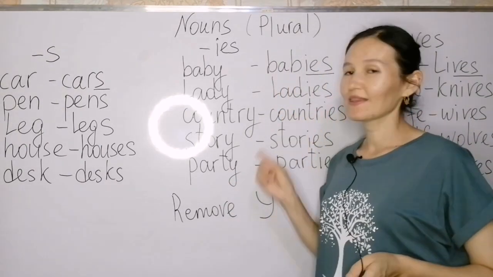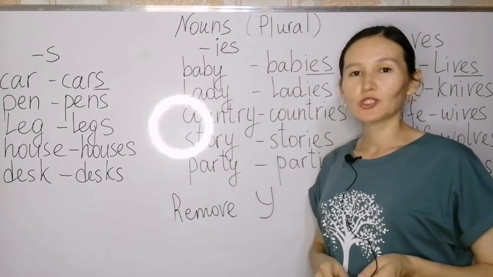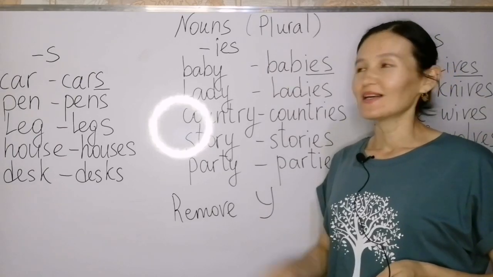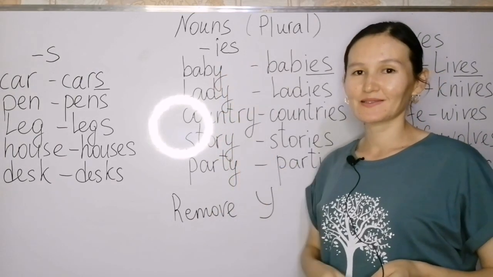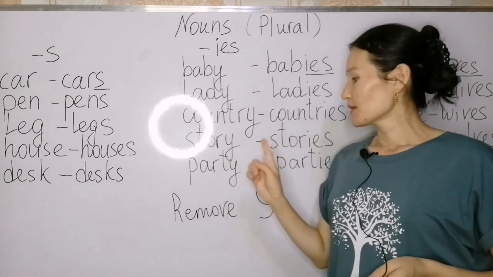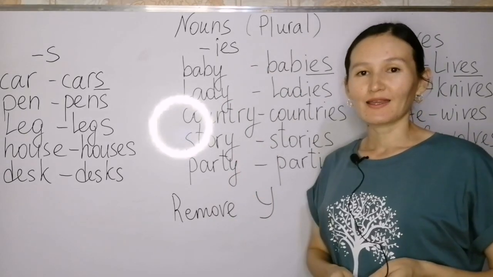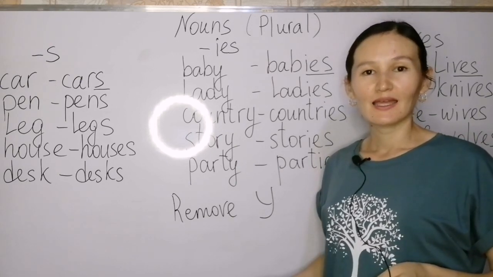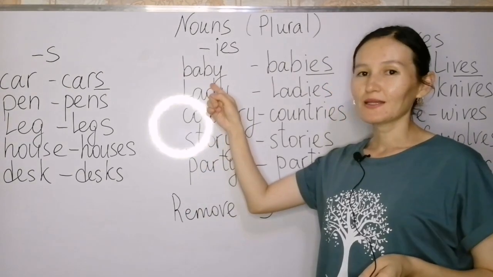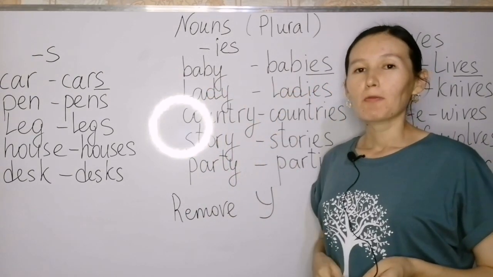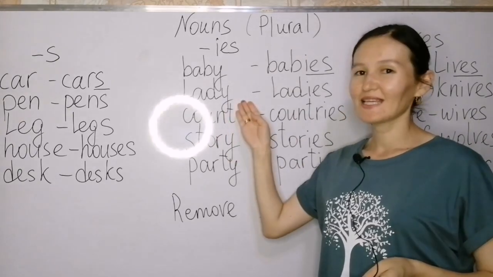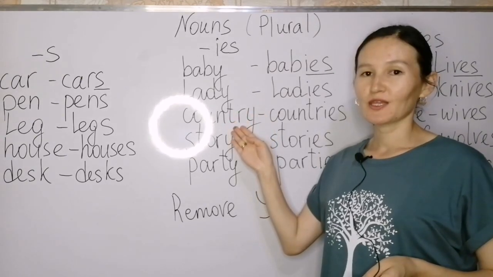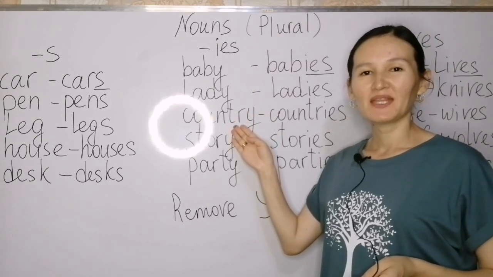And in these cases, we're going to remove y and actually add ies. Yes, or change y into i, ies. Let's take a look at the examples. Baby, babies. Lady, ladies. Country, countries, many countries.